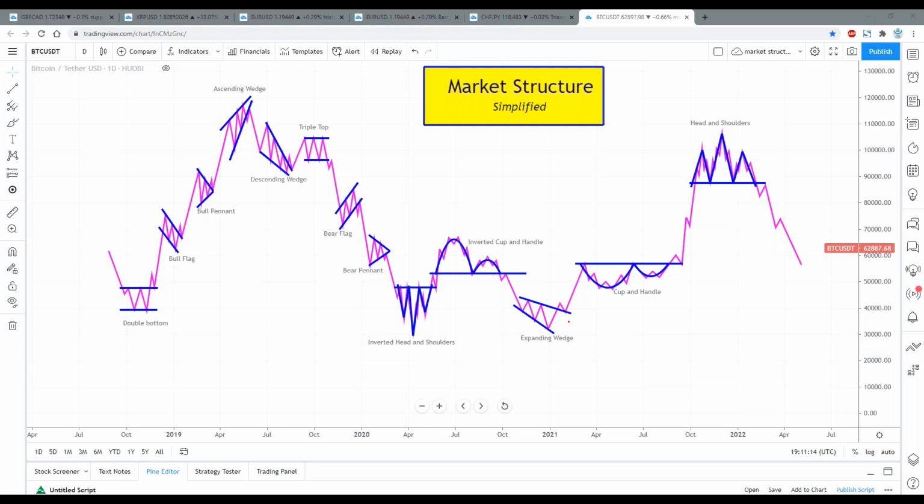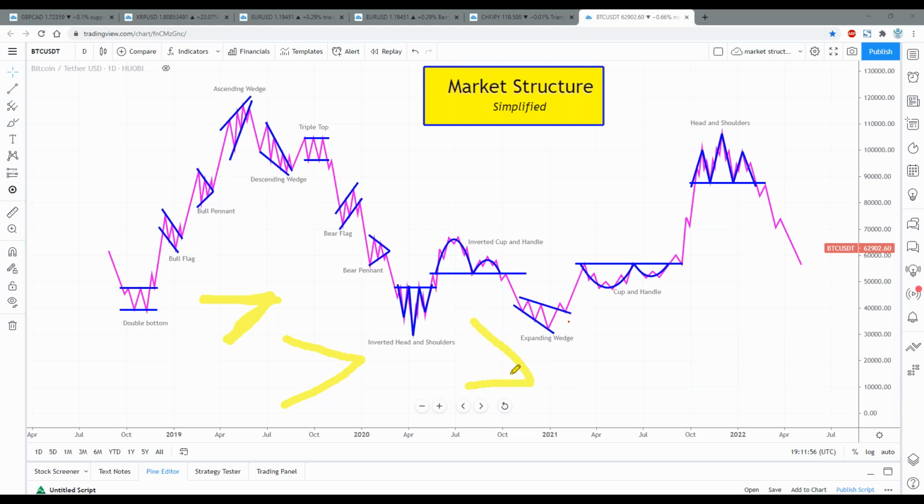Triangles fit into several different types. We start out with the most popular, which looks like this. This is called a symmetrical triangle because both the upper and the lower support and resistance lines are moving at the same degree. Then we have an ascending triangle. We have a horizontal line and a line converging on that. Then we have the exact opposite.